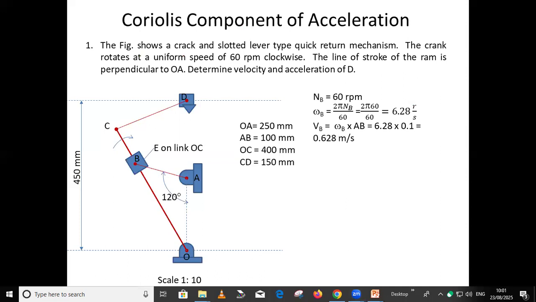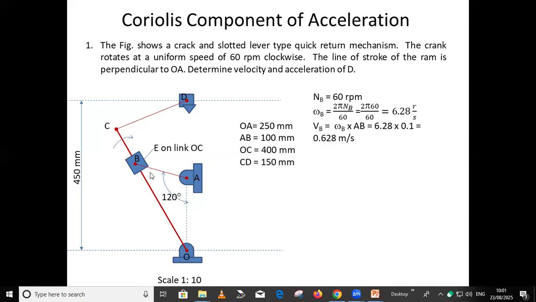Line of stroke, that is line of stroke of ram, is perpendicular to OA, and we need to determine the acceleration and velocity for point D, that is for plunger D. So we can first find out RPM is given. We need to find out first the angular velocity of the crank OB. So what is the angular velocity of that crank AB? 2 pi upon 60. So it is 2 pi into 60 upon 60, which is 6.28 radian per second.